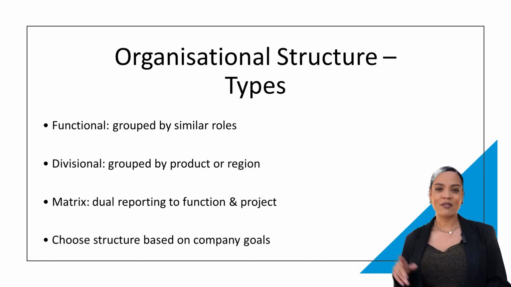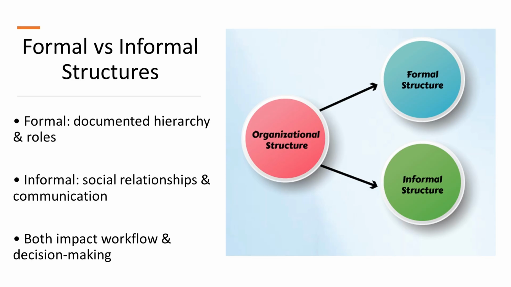Let's take a look at formal vs informal structures. Every organization has both formal and informal structures. 1. Formal structure: official hierarchy, reporting lines, and documented roles found in organograms. 2. Informal structure: social networks and relationships that form naturally within teams.